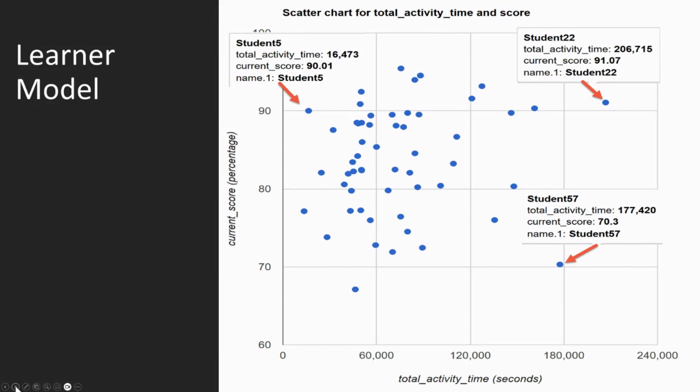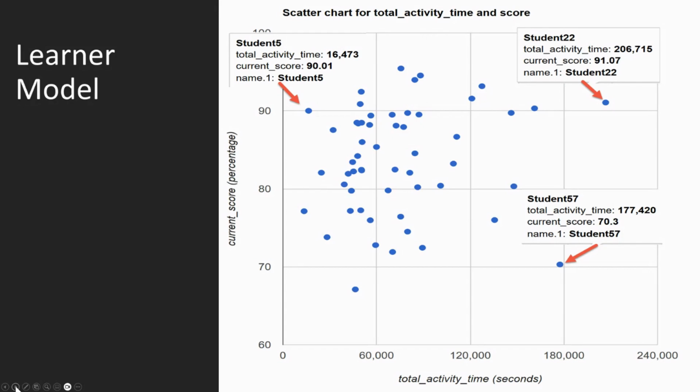Now, when I see student 57, who has taken 1 lakh-odd seconds to get a score of 70.3, my analysis would focus more on student 57, asking, why are you scoring this low in this much time? Is there something wrong with the video, or with the entire learning strategy? Don't you like gamification at all, or are you finding the interface hard?